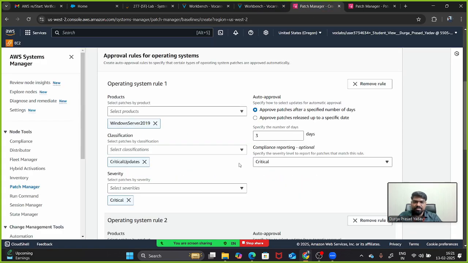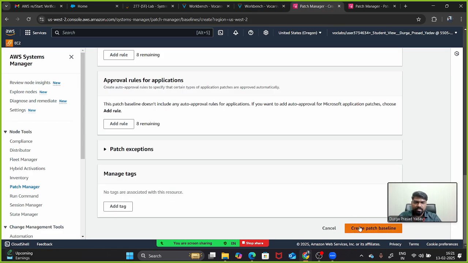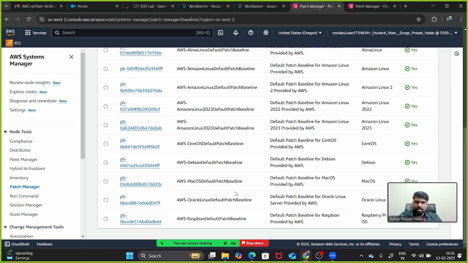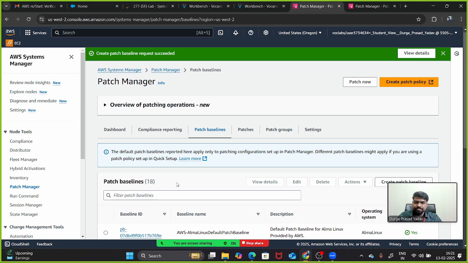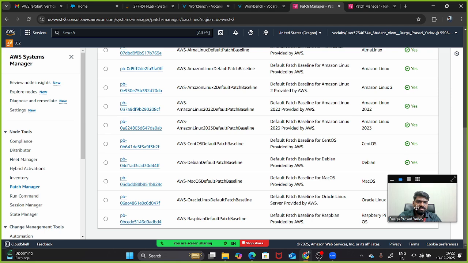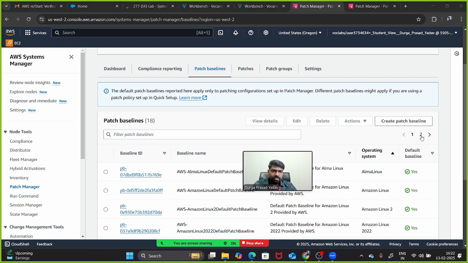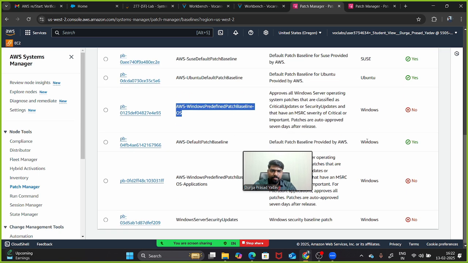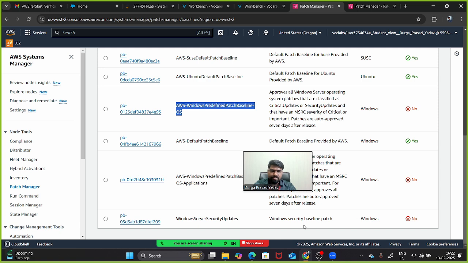We will create the patch baseline. So it is 18 now. It is 18 which we have created. The default baseline, yes. Where is ours? We'll go to this. I think this is it. No, our description was very small. This one is, I guess, yeah, this one. This is our patch, right?